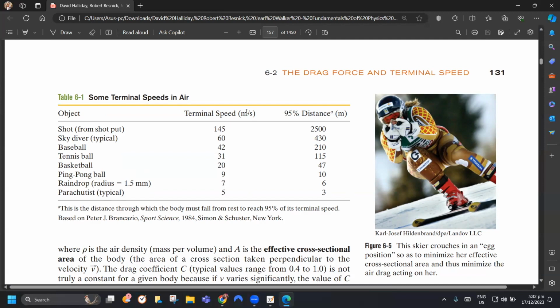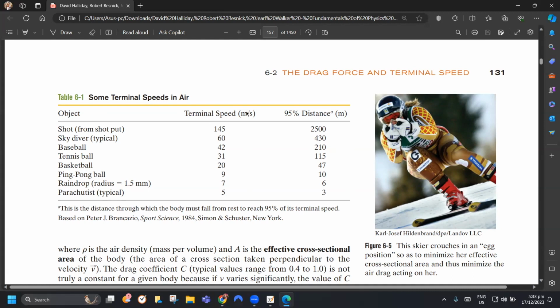So, the table here is, okay, so, sige. The drag coefficient C, typical values range from 0.4 to 1.0. C is not truly a constant for a given body because if V varies significantly, the value of C can vary as well. Here, we ignore such complications. Ang daming mga assumptions na ginagawa dito eh.